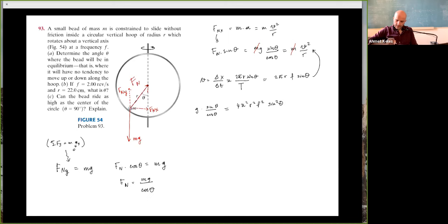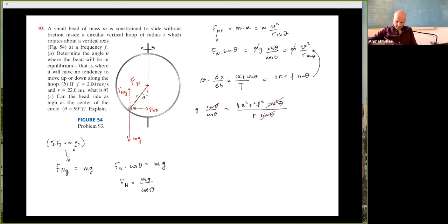divided by, okay, now I see one more thing I messed up. So this r here is the radius of motion, not the radius of the hoop, right? So I need to fix that too. So this is sine theta, this is sine theta, and this is r sine theta. Let's clean up these sine thetas: one sine theta here, one sine theta here, and two sine thetas here.